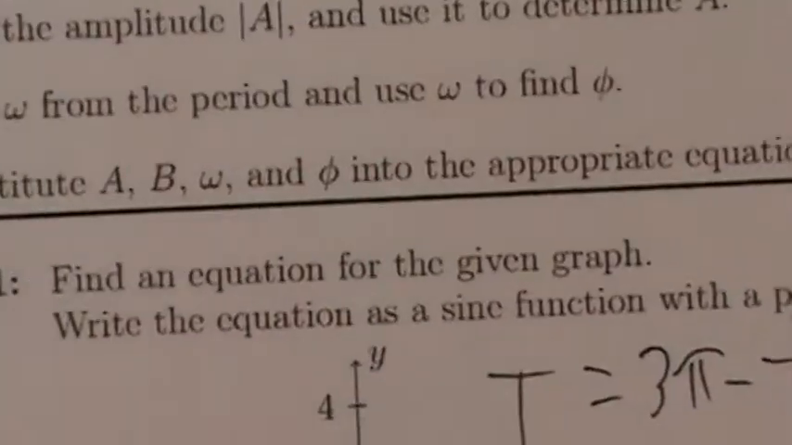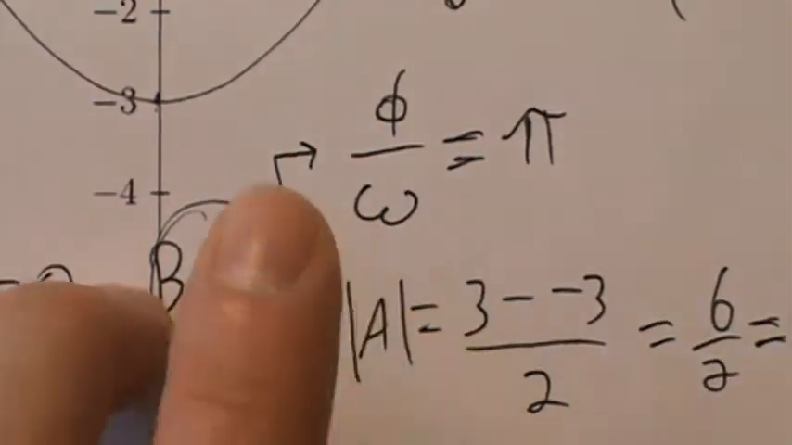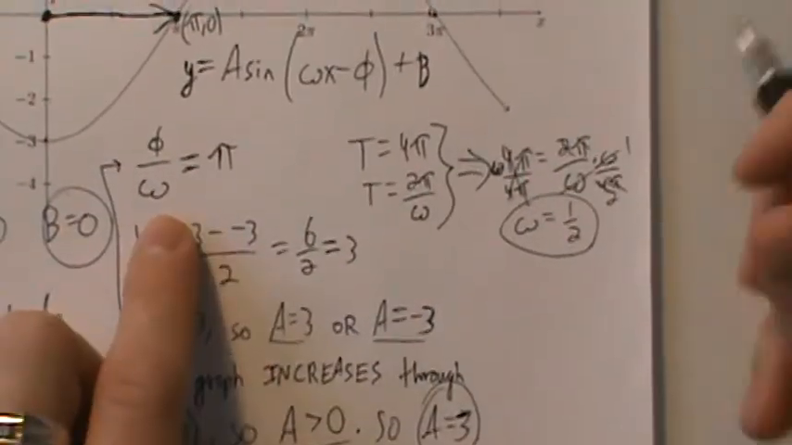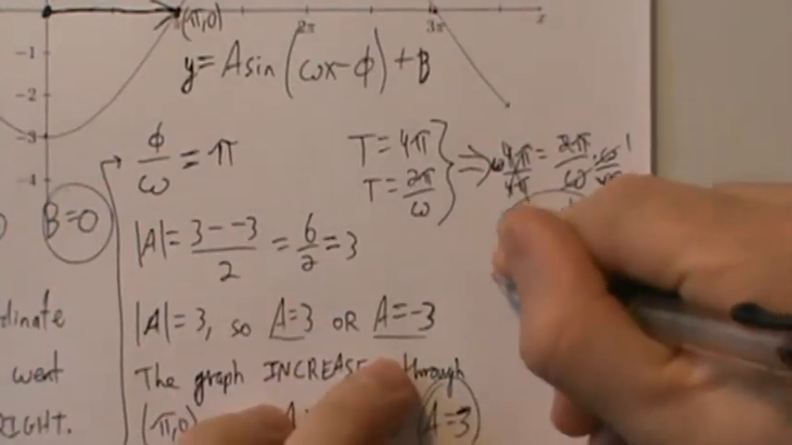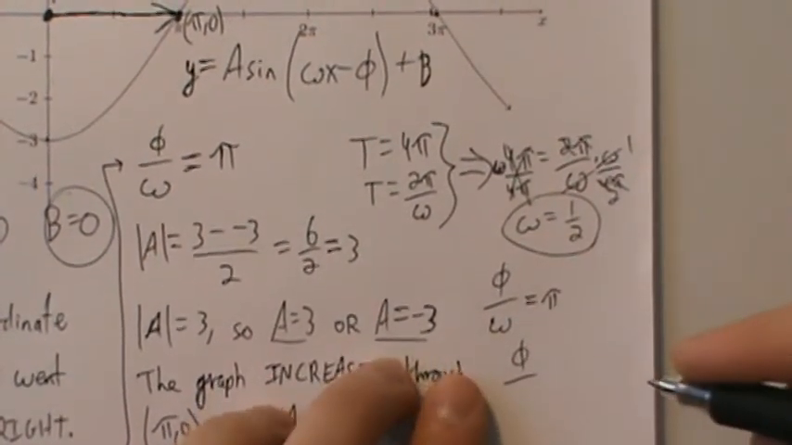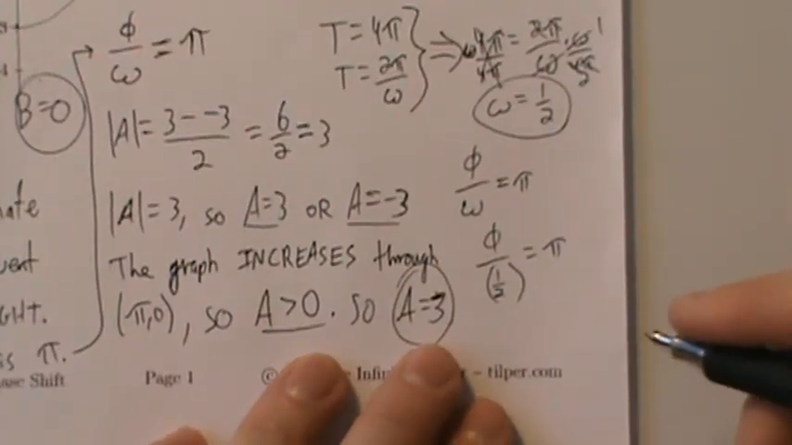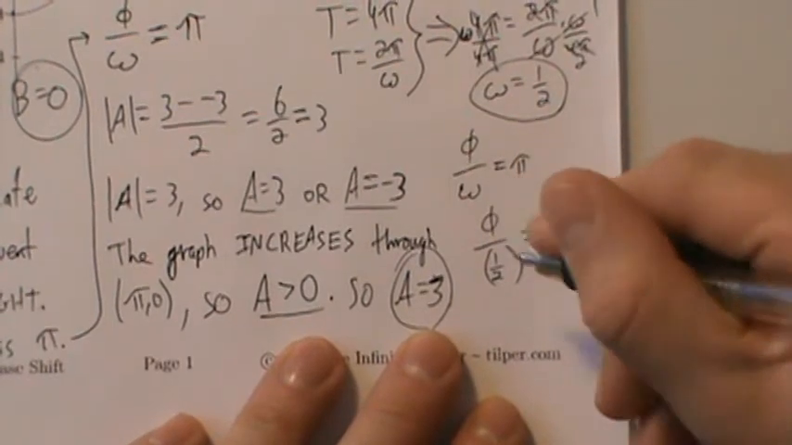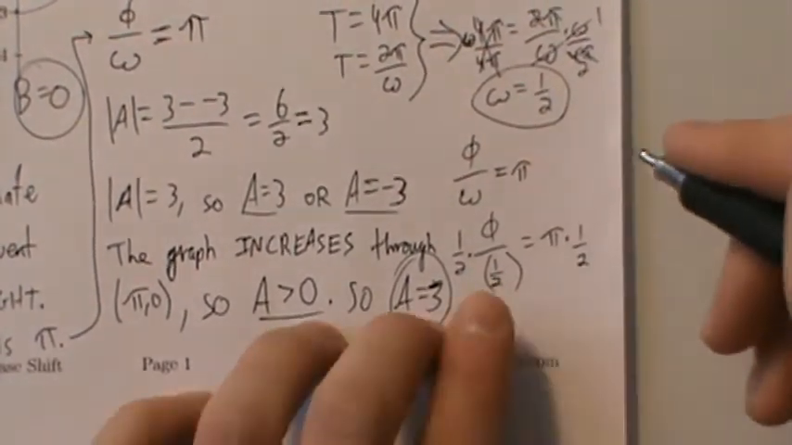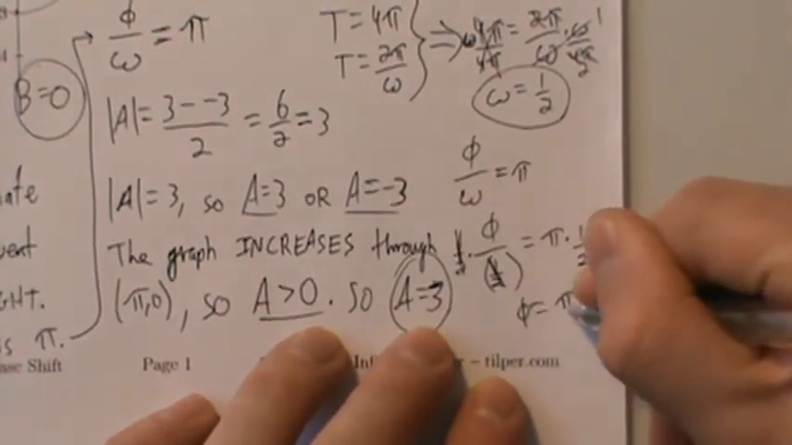Now we're going to use omega to find phi. How do we use omega to find phi? That's actually not that bad. So we already know this. We know phi over omega is pi. Let's zoom out a little bit. Okay, we know phi over omega is pi, but omega is 1/2, so phi over 1/2 equals pi. Okay. So a couple different ways to think about that, but let's multiply both sides by 1/2. So here dividing by a half, multiply by a half to cancel, so cancel, cancel. So then phi equals pi over 2.